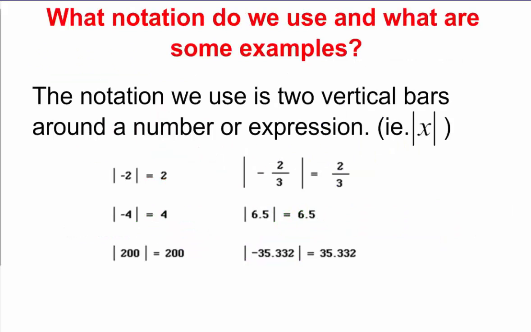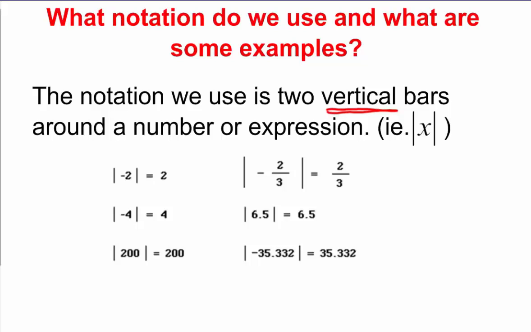What notation do we use to represent absolute value? The notation we use is 2 vertical bars around a number or expression. Let's not confuse this with parentheses. Absolute value are 2 vertical bars, so straight up and down. Let's look at these examples below.